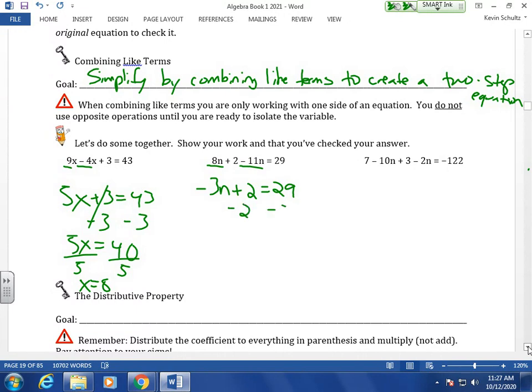Subtract 2, negative 3n equals 27. Divide by negative 3, and n equals negative 9.